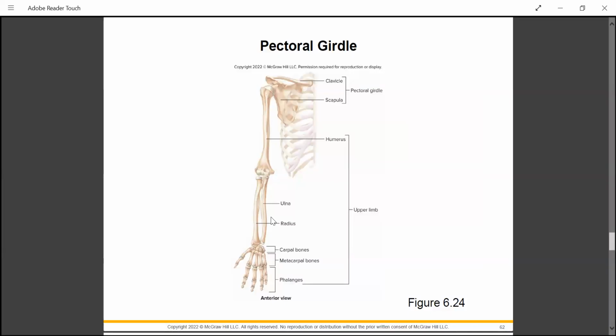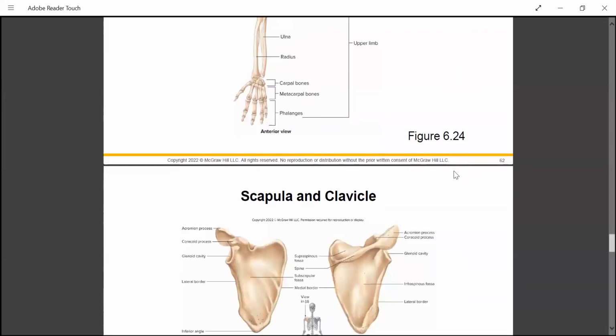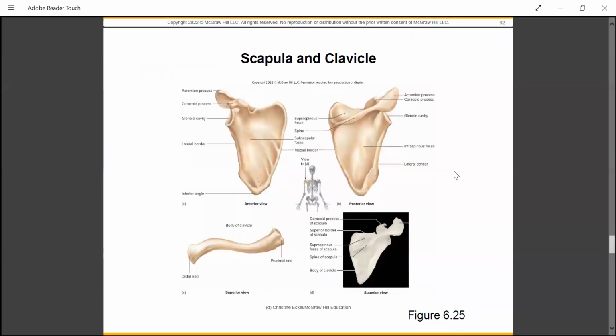That allows our palm to turn up and down as the radius and ulna can twist over top of each other. Your wrist bones are known as your carpal bones. When you move up a little higher into the start of our hand, we have our metacarpals, and our fingers themselves are known as the phalanges. You do not need to know all these landmarks by any means.